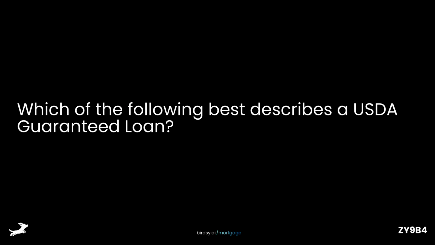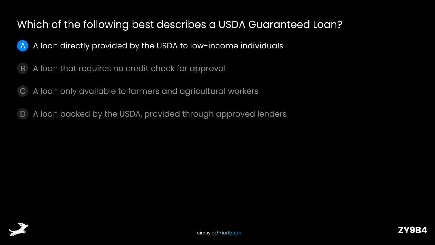Which of the following best describes a USDA guaranteed loan? Is it A, a loan directly provided by the USDA to low-income individuals? B, a loan that requires no credit check for approval? C, a loan only available to farmers and agricultural workers? Or D, a loan backed by the USDA, provided through approved lenders?